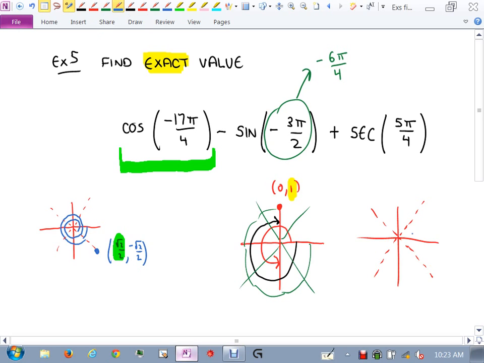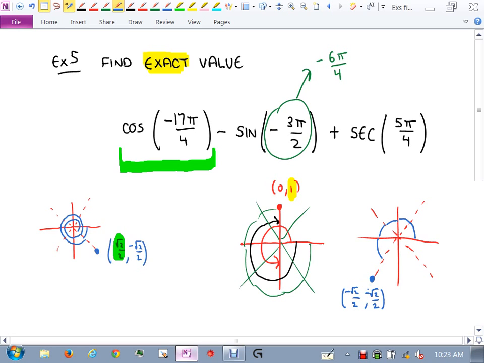5 of them. 1, 2, 3, 4, 5. So I'm down here. What are the points here? Negative root 2 over 2. Root 2 over 2? Negative. Thank you. So they're both negative.